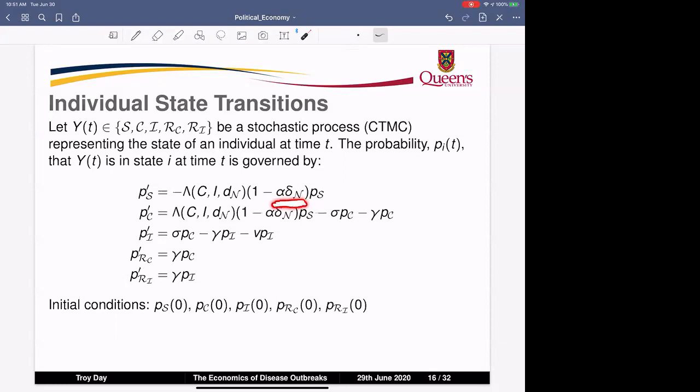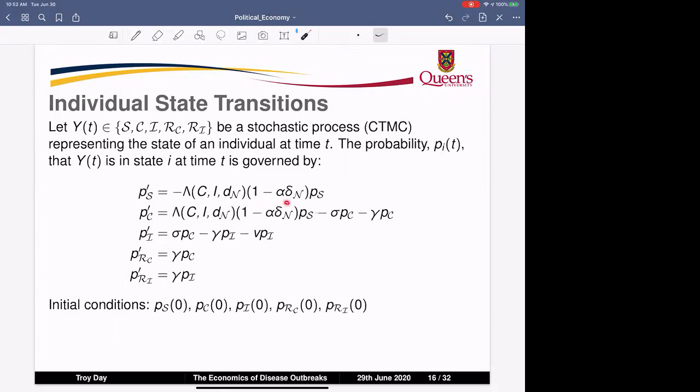So notice that this system is coupled to the previous system because I can move as an individual from the S class to the C class by getting hit by this force of infection modified by my individual behavior. And so the system is very much analogous to the epidemiological system, except now we have individual behaviors in here, whereas this is the population level force of infection. So the two systems are coupled through that lambda function, that force of infection function.